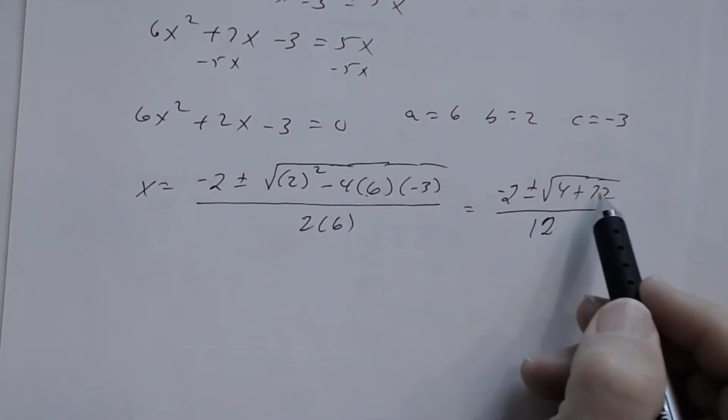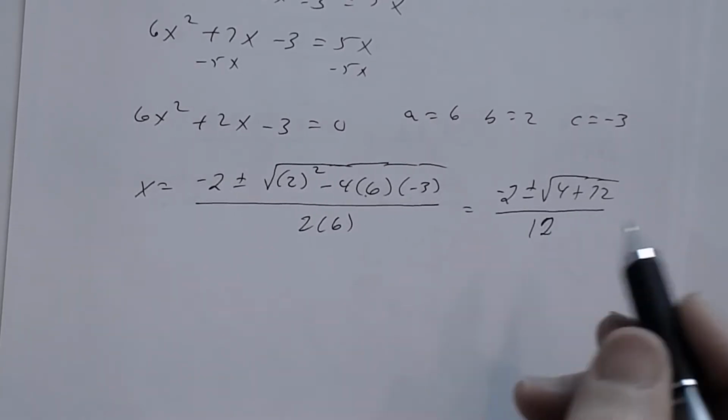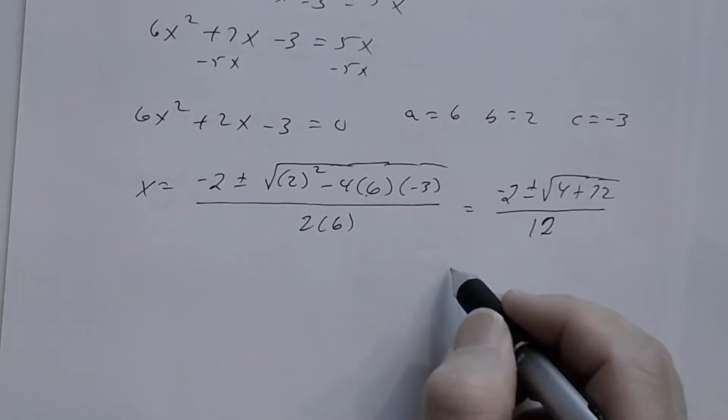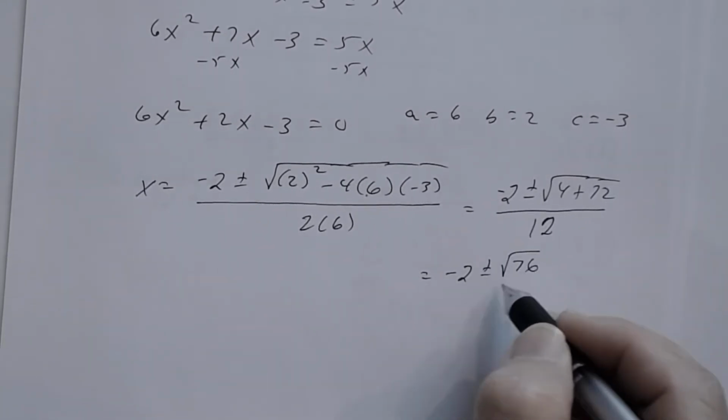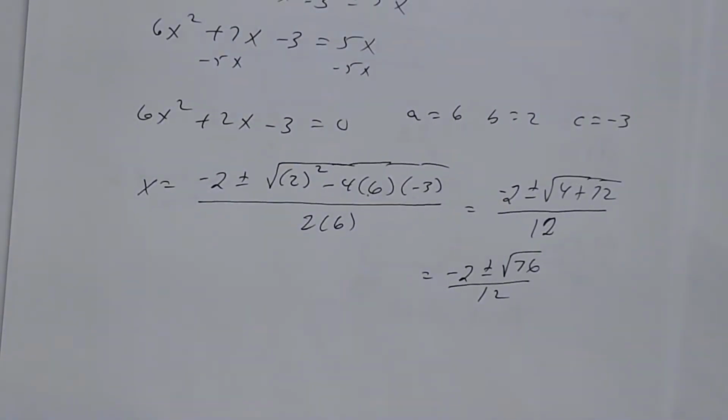So 4 plus 72, you have to simplify the radicand. 4 plus 72 is 76. So that's negative 2 plus or minus the square root of 76, all divided by 12. That's where I'm at.